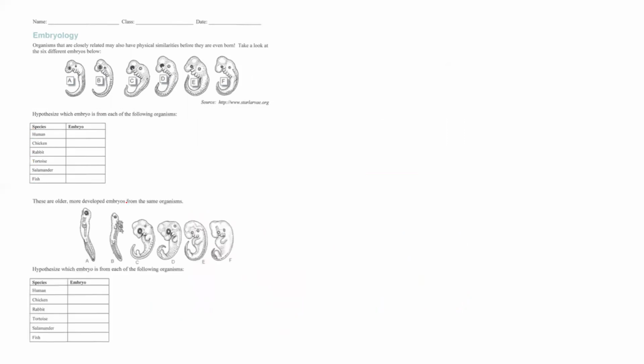How about the chicken, the tortoise, the fish? Now, these are older. Is it easier to find those? Go ahead, try and do those.